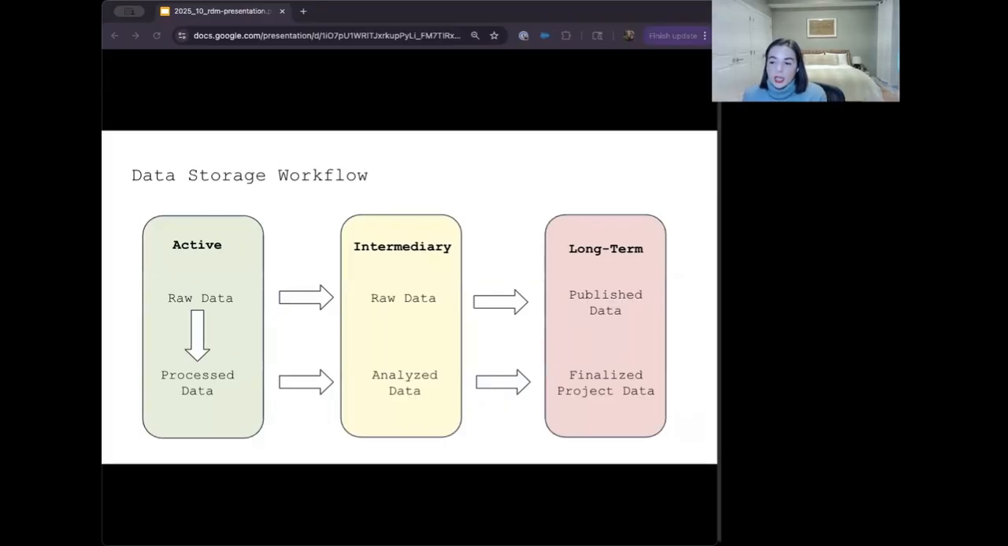This is a separate location from your raw data. And then once the data has been analyzed and is no longer being frequently accessed or modified, it can then be moved to a longer-term storage option. Data that should be moved to long-term storage are published data sets, data associated with finished projects, archival data, data associated with lab members who've left the lab, etc.